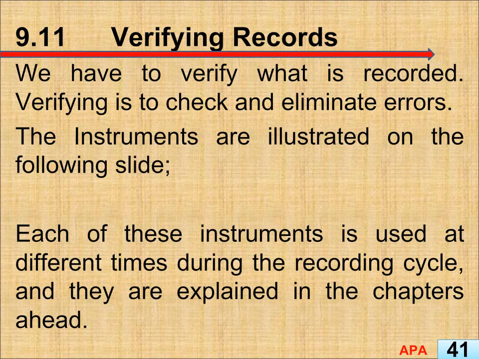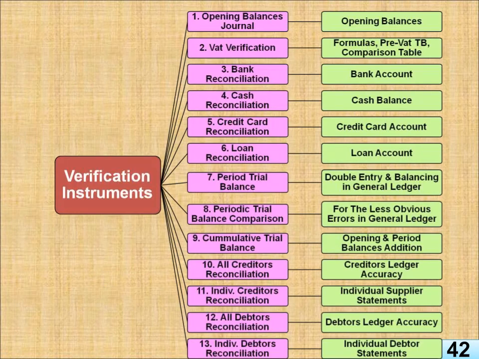Section 9.11. Verifying records. We have to verify what is recorded. Verifying is to check and eliminate errors. The instruments are illustrated on the following slide. Each of these instruments is used at different times during the recording cycle, and they are explained in the chapters ahead.